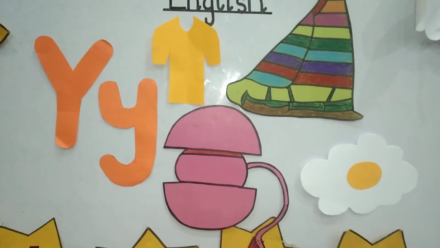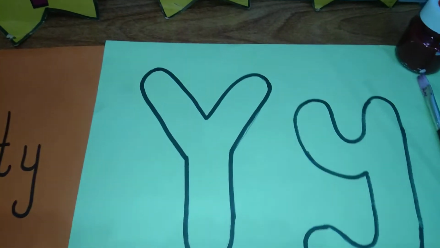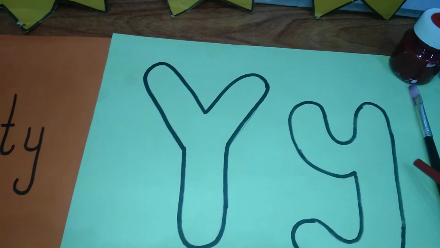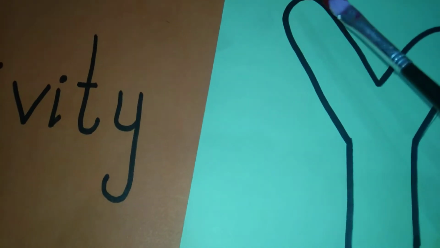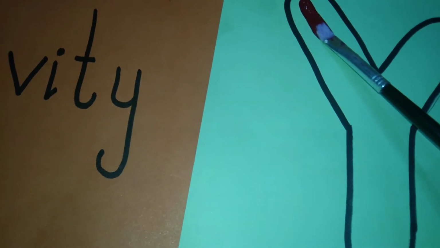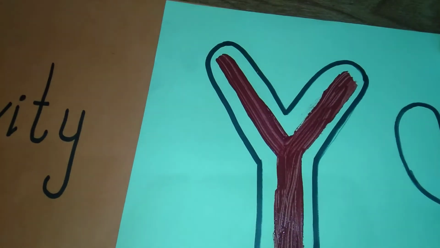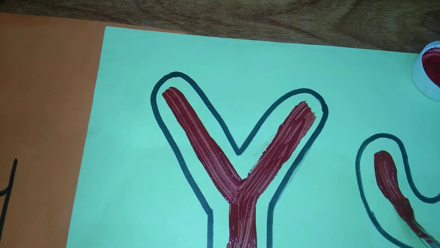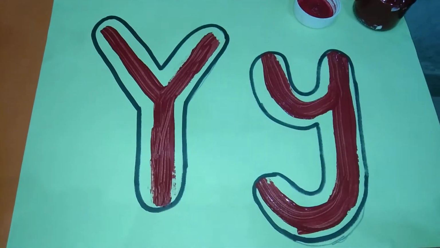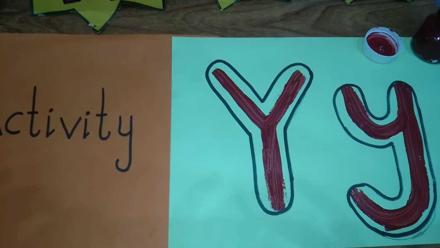Okay, playgroup, let's come to the activity. For this activity, we need paint and a brush. Okay, class, we will make letter Y with the help of paint and brush, like this. And now we will write small y. Like this. Okay, playgroup, you must try this activity at home.